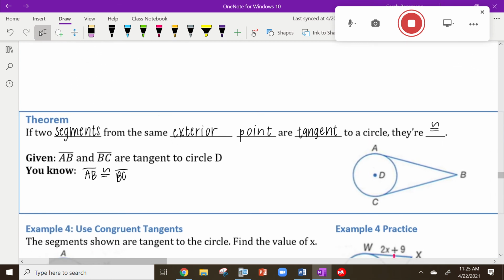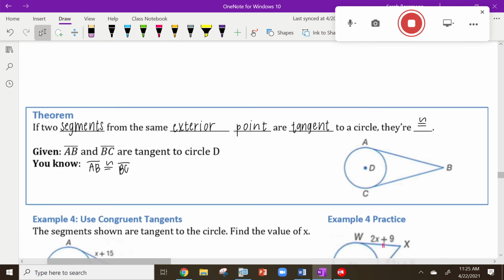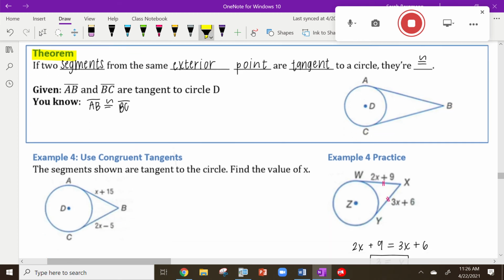Now let's talk about another theorem. This theorem says if two segments from the same exterior point are tangent to a circle, then they are congruent. So notice you have both of these segments, AB and CB, coming from point B, outside of circle D. Since these are both tangent to the circle, they only touch the circle at one single point, we can conclude that segment AB and segment BC are congruent.